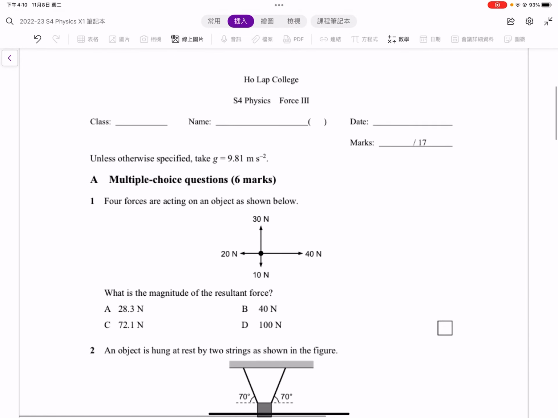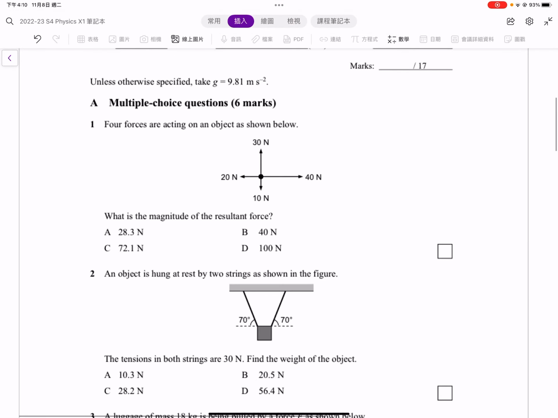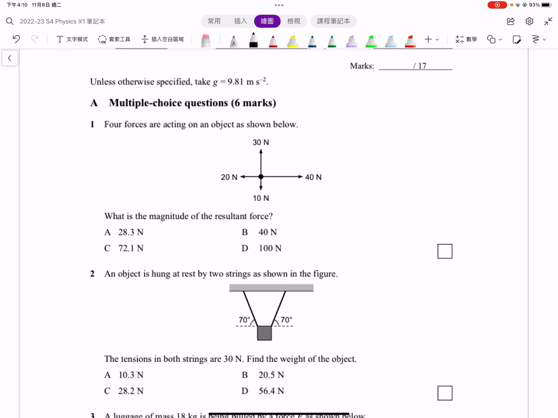Okay, Form 4 students, let's see Force 3. Four forces are acting on the object as shown below. What is the magnitude of the resultant force? Let's see. First of all, we consider the vertical component.